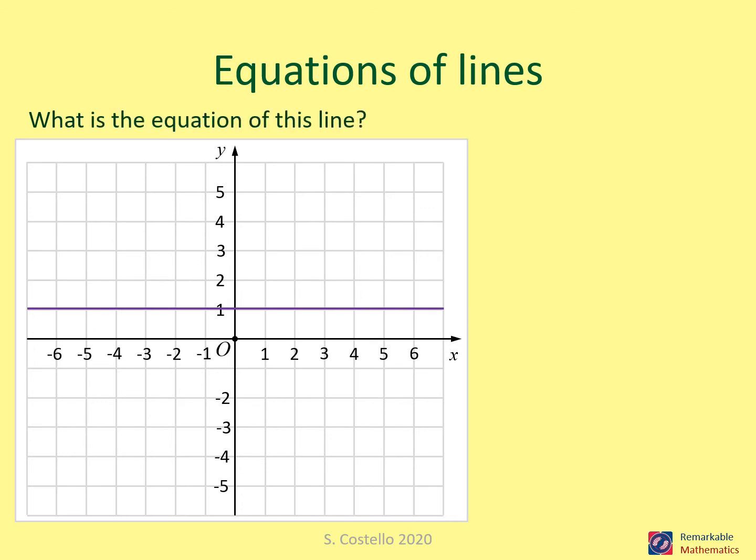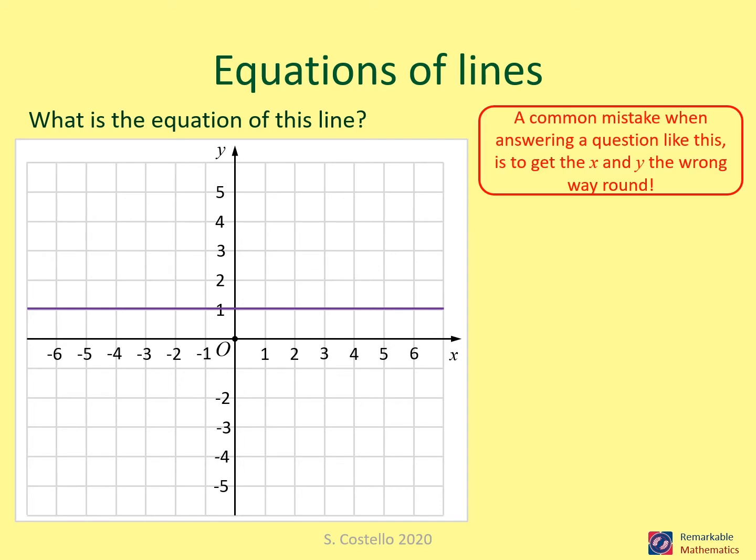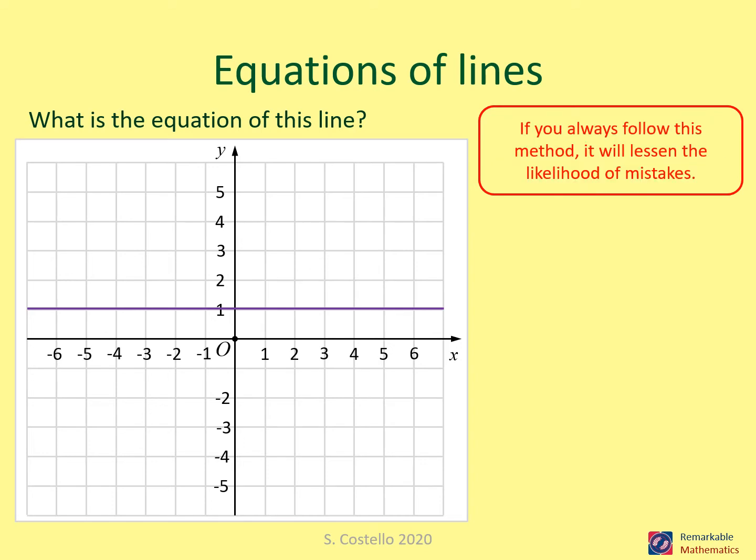What is the equation of this line? A common mistake when answering a question like this is to get the x and y the wrong way round. If you always follow this method, it will lessen the likelihood of mistakes. Write x and y in a set of brackets in the correct order. Remember, x and y go alphabetical. So we have x, y.